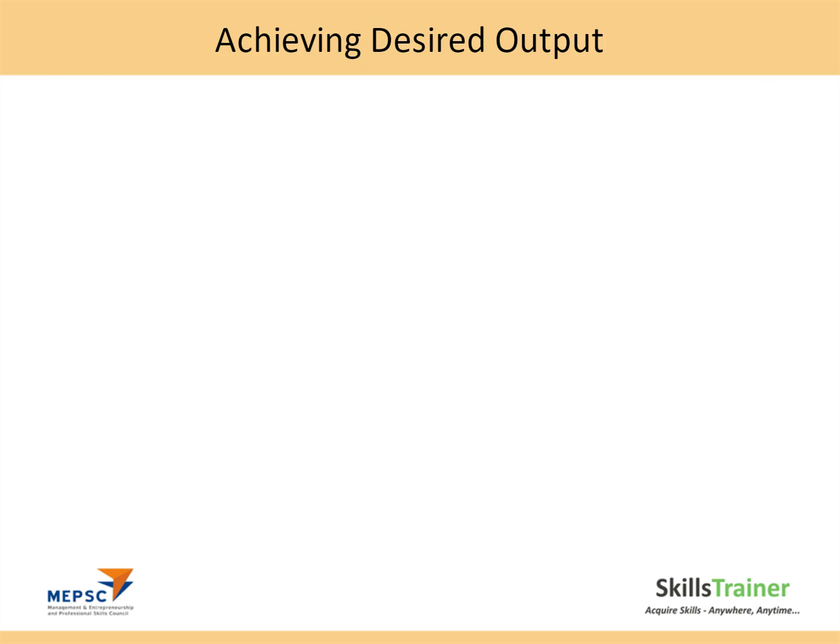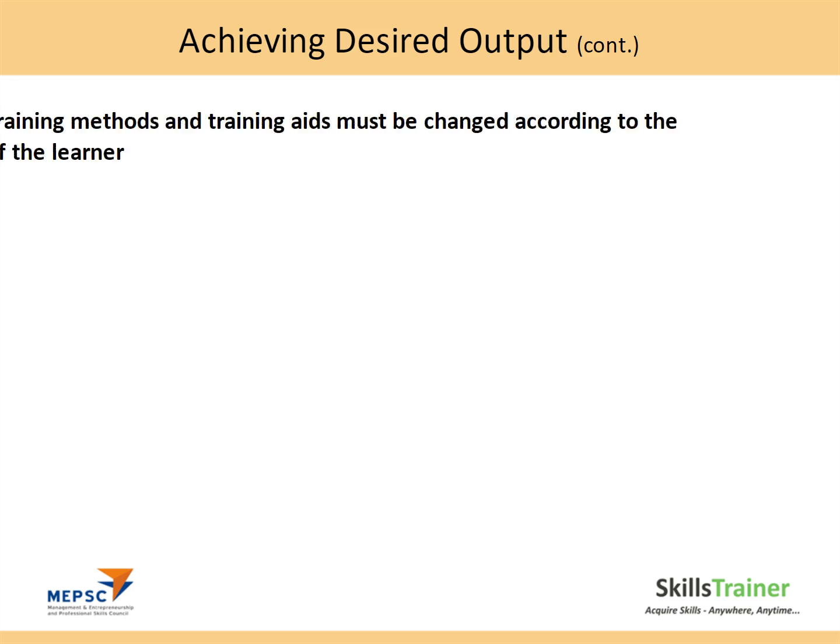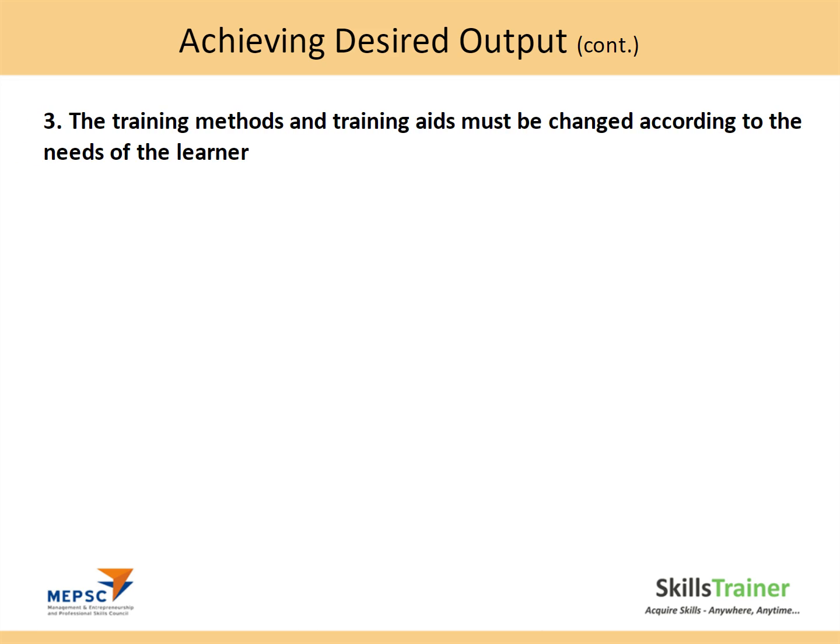Achieving desired output. 1. One must continuously evaluate training methods and training aids and check if they help trainee needs and bring out the desired learning outcomes. 2. Evaluate the learning needs and keep trying different combinations of learning methods and aids to achieve effective learning. 3. The training methods and training aids must be changed according to the needs of the learner.